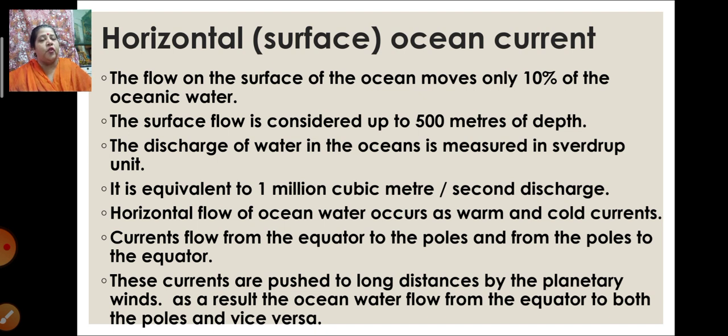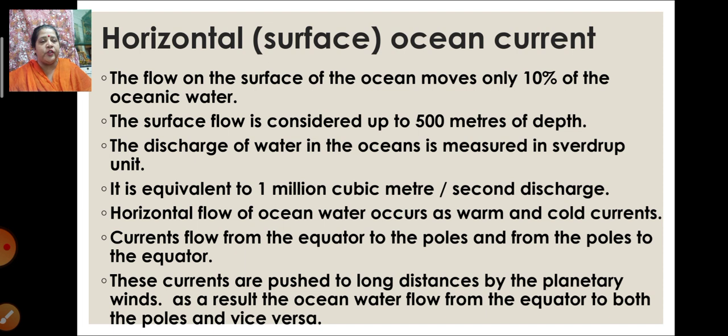Now, the discharge of water in the ocean is measured in the unit Sverdrup. Okay, a unit called Sverdrup is used to measure the discharge of water in the oceans. Now this Sverdrup is equivalent to 1 million cubic meters per second discharge. That is the Sverdrup unit. Now this horizontal flow of ocean water occurs as warm currents and cold currents.